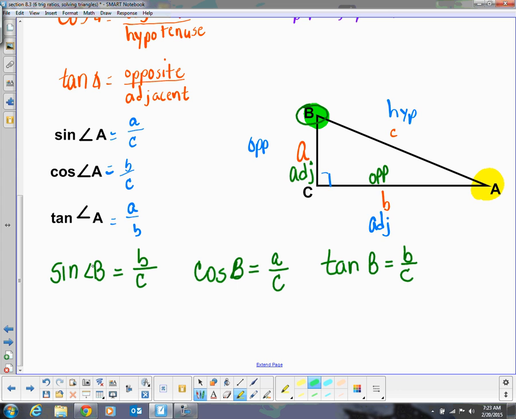Is it always going to be lowercase for the ratios? Yes. All right. So remember, this is angle B, angle B, angle B. And notice, depending on your angle, the ratios are different. So look, cosine A is equal to sine B, because aren't those ratios the same? Interesting, isn't that?